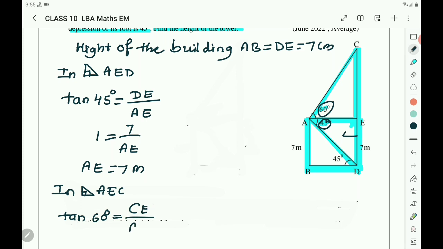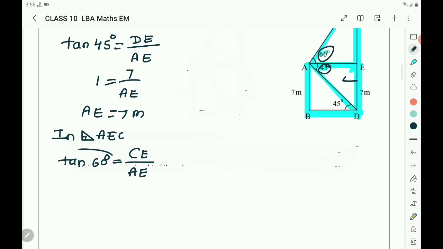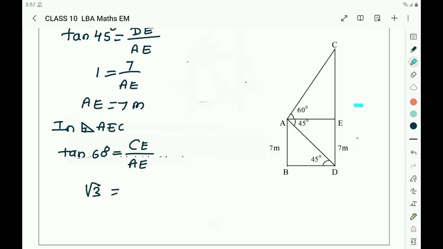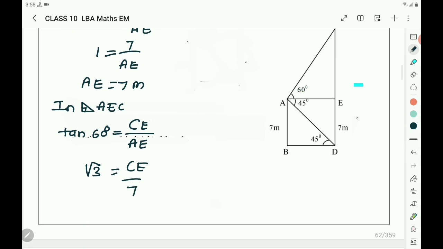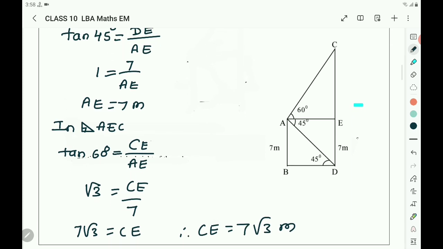CE by AE. What is the value of tan 60? Tan 60 is root 3, equal to CE by AE, where CE is to be found out. AE is 7 meter. Then 7 root 3 equals CE. Therefore, CE is equal to what? 7 root 3 meter. That is the height of the tower CE.